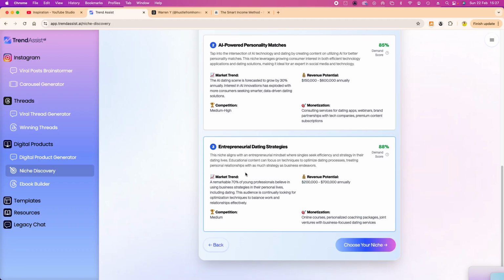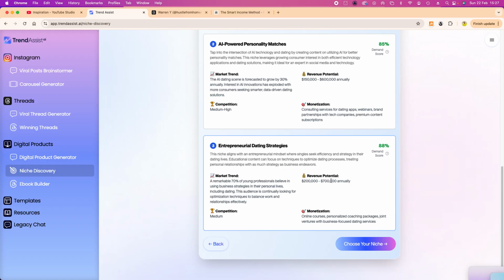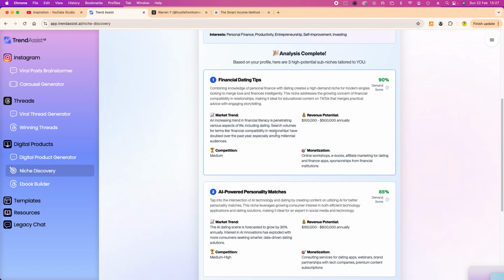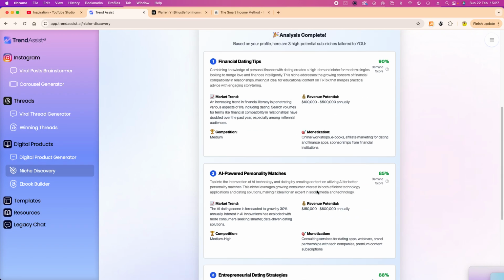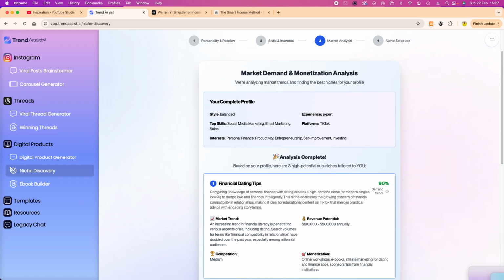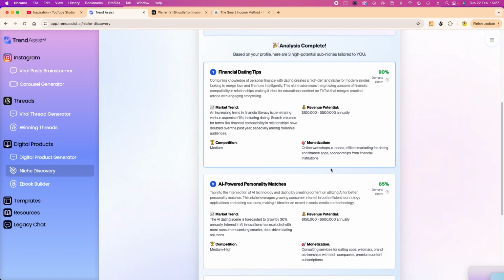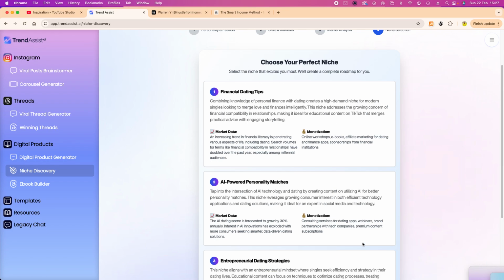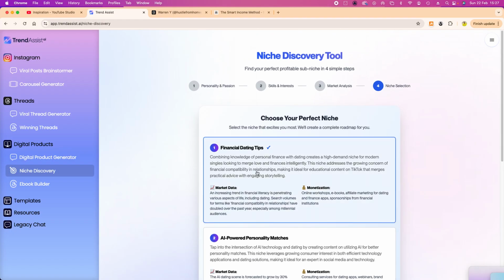Entrepreneurial dating strategies. This niche aligns with an entrepreneurial mindset where singles seek efficiency and strategy in their dating lives. Good revenue potential. I don't love that. So I love the first one, right? Financial dating tips. So we would go along with that. And yeah, that would be our niche. I guess choose your niche. Let's choose this one.